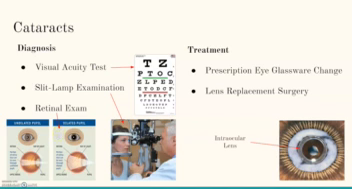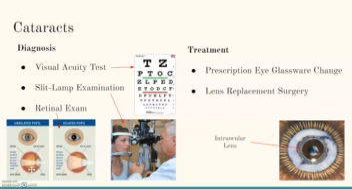So once the pupils are dilated, the doctor can then view the retina more clearly and look for signs of cataracts in the lens. After the cataracts diagnosis has been confirmed, the doctor will then follow up with a treatment plan for the patient. The two most common treatment plans for cataracts are a prescription eyeglass change or lens replacement surgery.